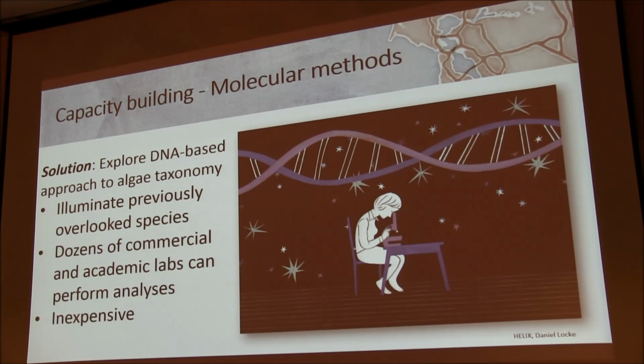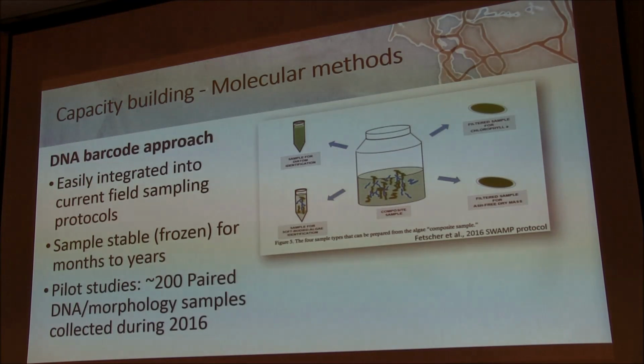So some of the highlights of this approach would be that it'll help us illuminate previously overlooked species if our DNA methods can be extra sensitive and find some organisms that previously we haven't been able to identify, potentially because of ambiguous morphology or just if they're novel species. There are dozens of commercial and academic labs that can perform these analyses, and for the most part, it's pretty inexpensive. The technology is just getting faster and cheaper, so it can be really appealing from that angle as well.